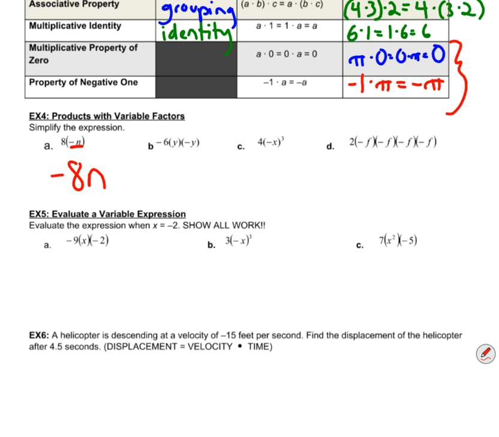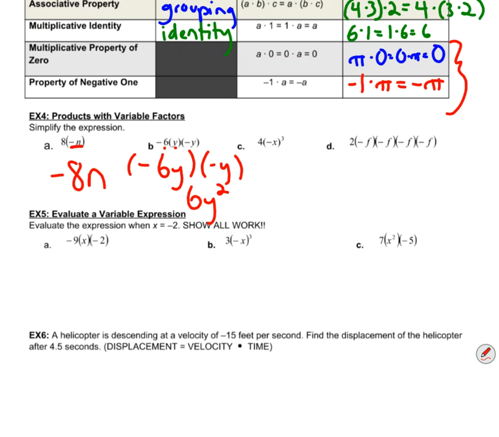Let's try this next one. Negative 6 times y times negative y. Two different approaches with this one. One way is to go left to right because we just have multiplication. So negative 6 times y gives us negative 6y, and that times negative y gives us a positive 6y squared. Because y times y is y squared.